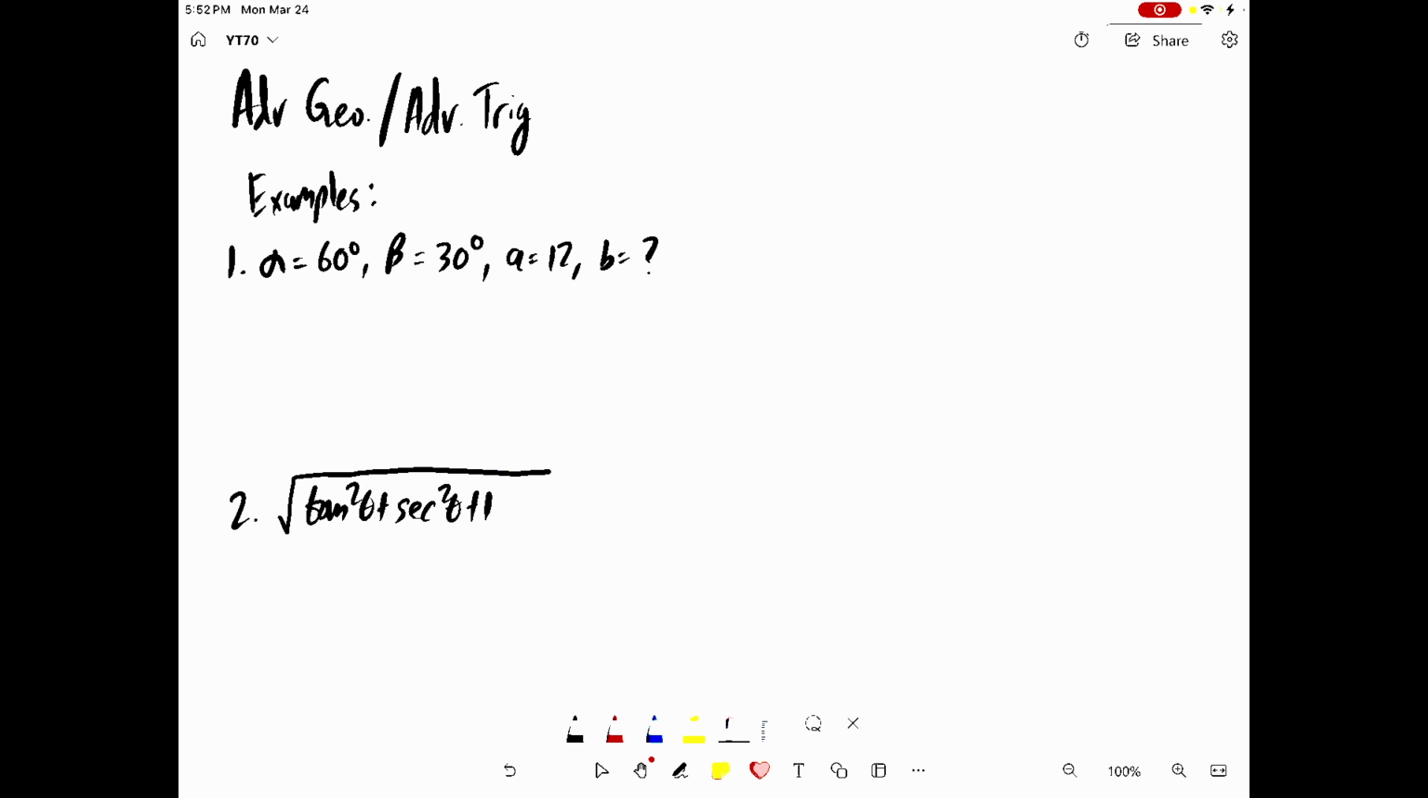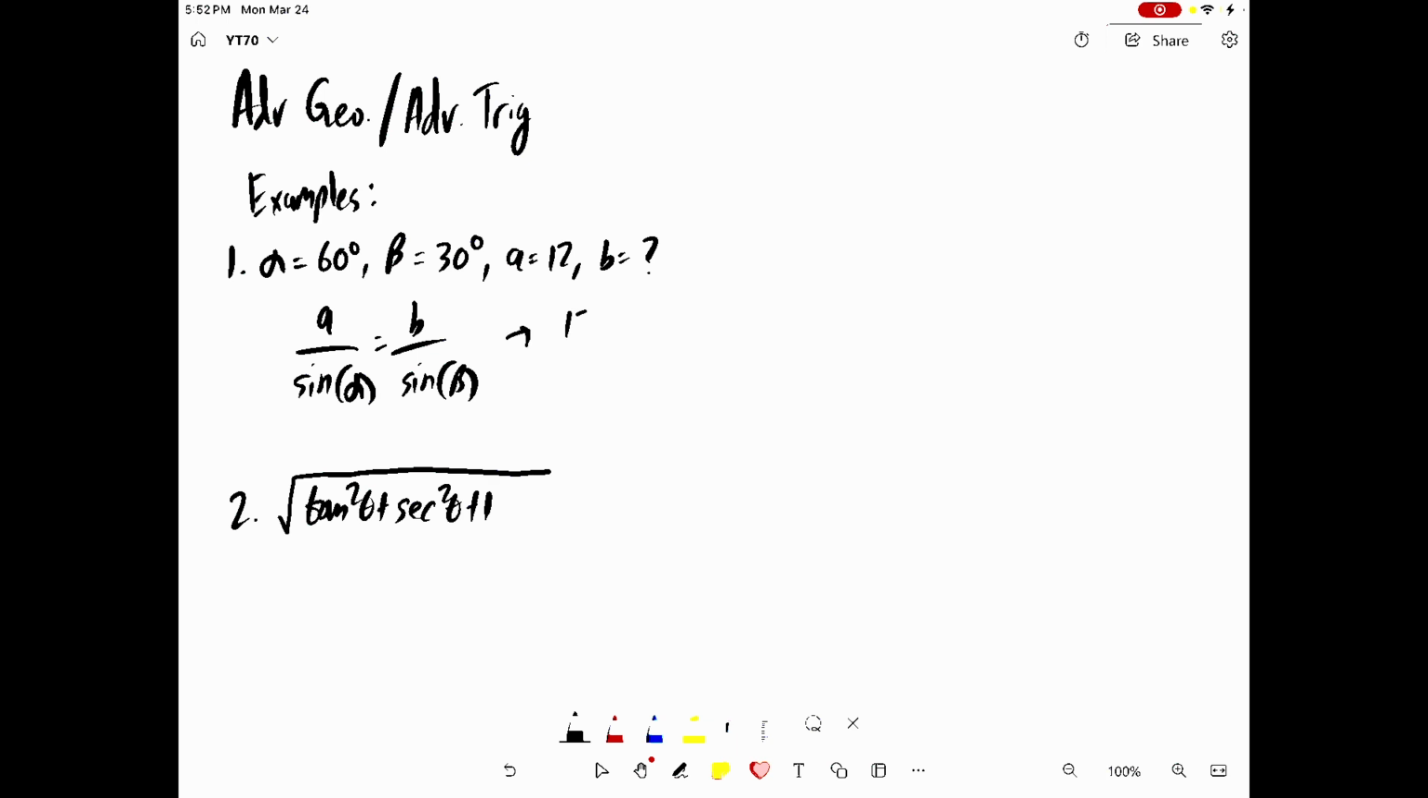So what we need to use for this is the law of sines. Now the law of sines states that side A over sine of an angle alpha is equal to side B over sine of an angle beta is equal to C over sine of an angle gamma. Now there is no C part because we never defined that, so it's just A over sine alpha is equal to B over sine beta. So what we have to do right here is plug all the values in.